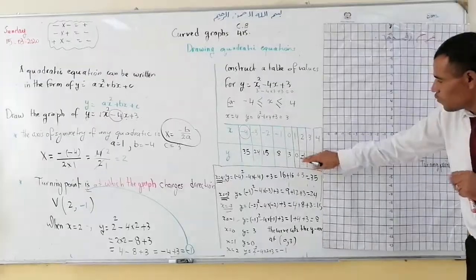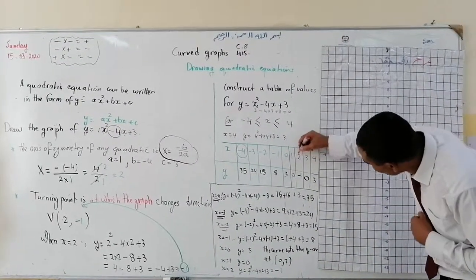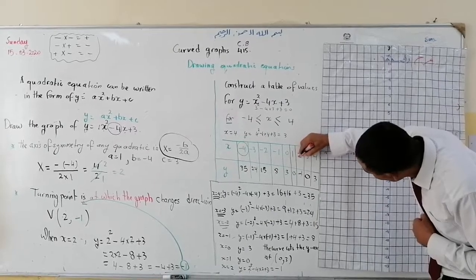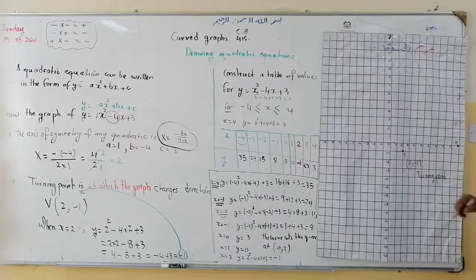Okay? 2, -1. I draw this one. I plot this point, which means the vertex. Then the next one.